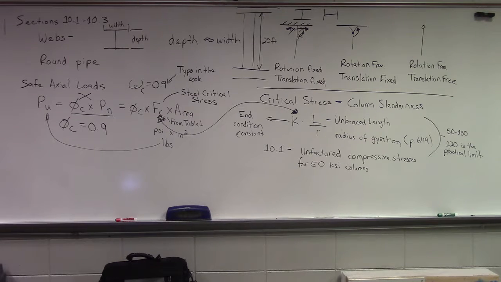Little I, R under axis minus x. Your little I value, go back to chapter 10. And your radius of gyration. Yep. Okay.